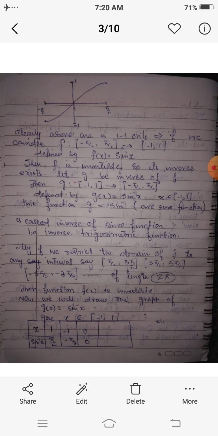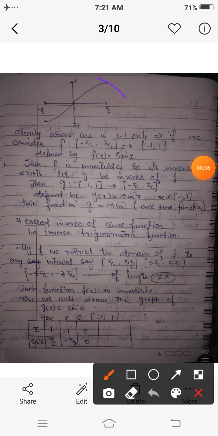In the previous lecture we discussed the sine function and the intervals in which it is one-to-one and onto. You know that in the interval minus pi by 2 to pi by 2, or in intervals whose length is simply pi, because minus pi by 2 to pi by 2 has length pi, this sine function is one-to-one and onto.